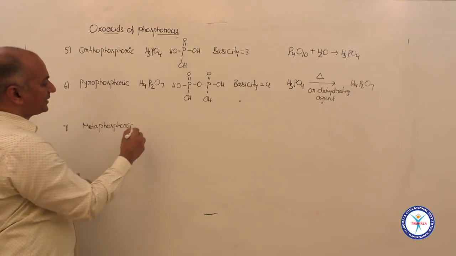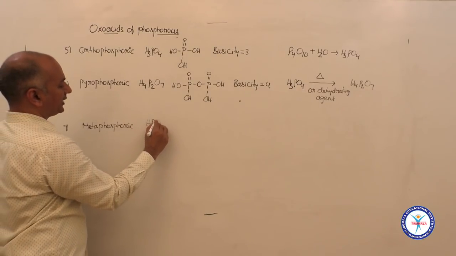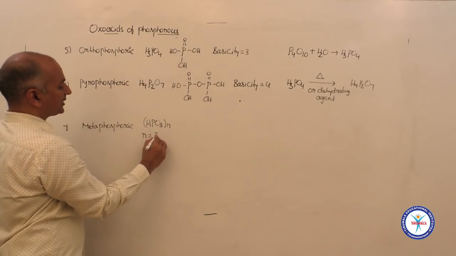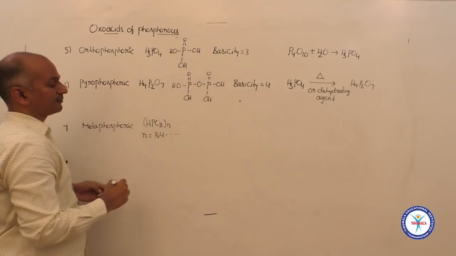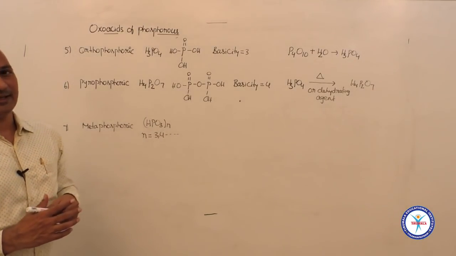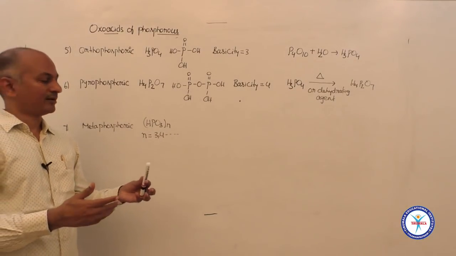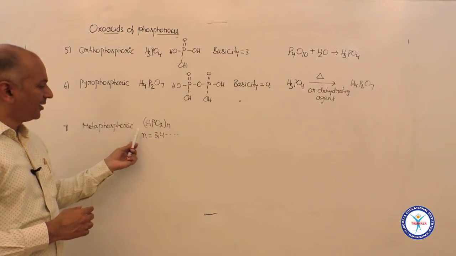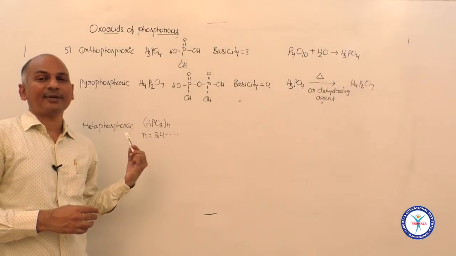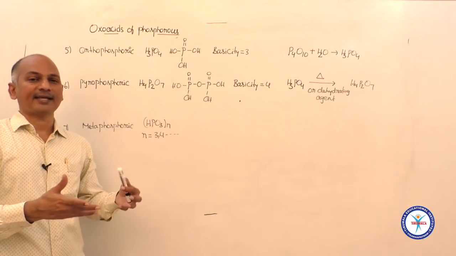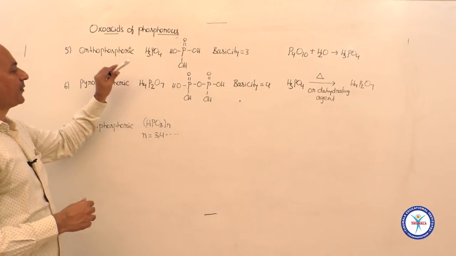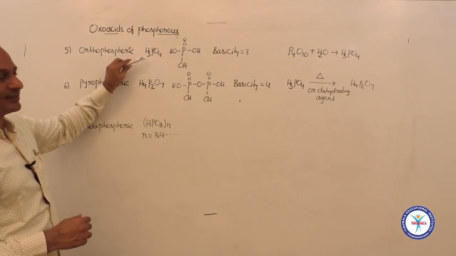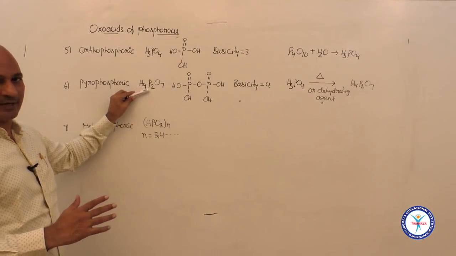Actually, the metaphosphoric acid formula is HPO3 taken n times, and the n value is 3, 4, and so on. The minimum value of n is 3, it can be 4, 5, and so on. When it is 3, it is called trimetaphosphoric acid. When it is 4, it is called tetrametaphosphoric acid. So like that, penta, hexa. And one more thing. When I explained the previous acid, I told you that you take 2 molecules of this and remove water, you will get this.